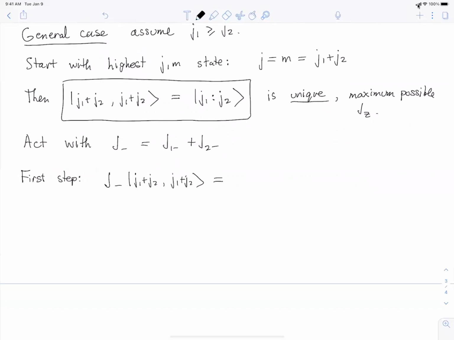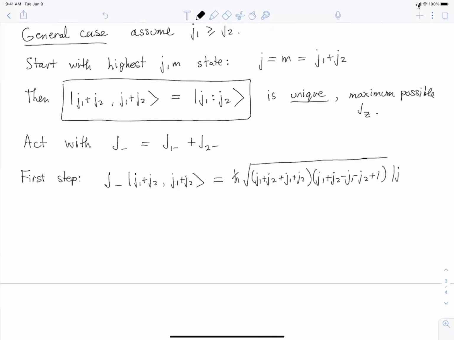And we remember what J minus does. It was h bar times a square root. When we plug in what goes in the square root, it's (J1 + J2 + J1 + J2) multiplied by (J1 + J2 - J1 - J2 + 1). Okay, and then the state that we get out has the second argument lowered by 1, so it's J1 + J2 - 1.